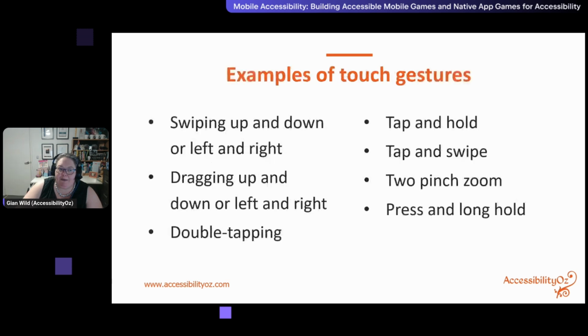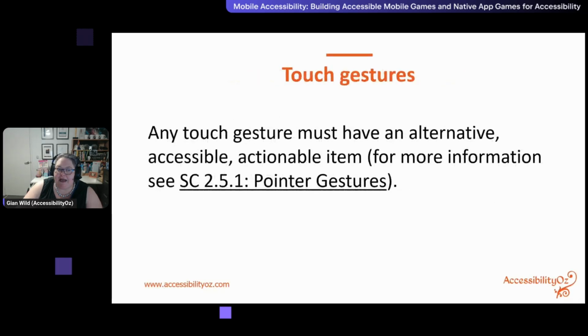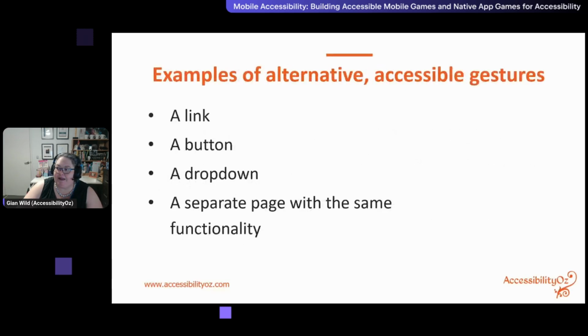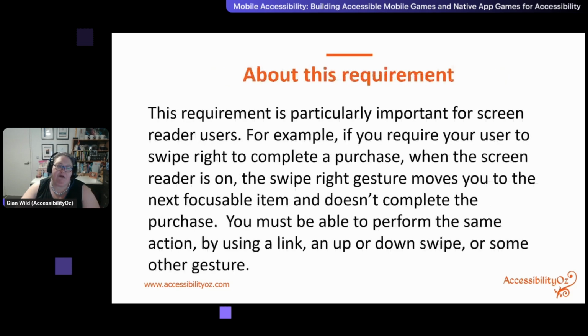Touch gesture, swiping up and down or left and right, dragging up and down or left and right, double tapping, tap and hold, tap and swipe, 2-pinch zoom, and press and long hold. And so the requirement is any touch gesture must have an alternative, accessible, actionable item. So what is an alternative, accessible, actionable item? It is a link, a button, a drop down, or a separate page with the same functionality, coded accessibly, of course. So each requirement has an about this requirement section, which I'll read.